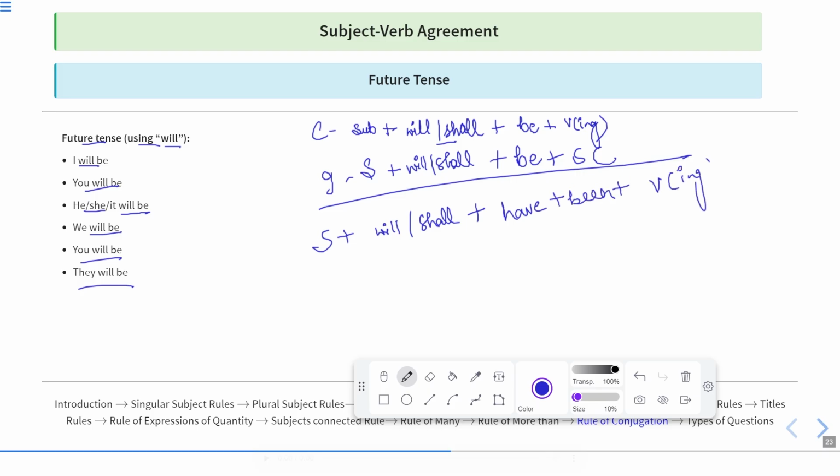So these will be the rules of future tense. Okay, this is in the case of continuous, this is in case of indefinite, and this is in the case of perfect continuous tense.